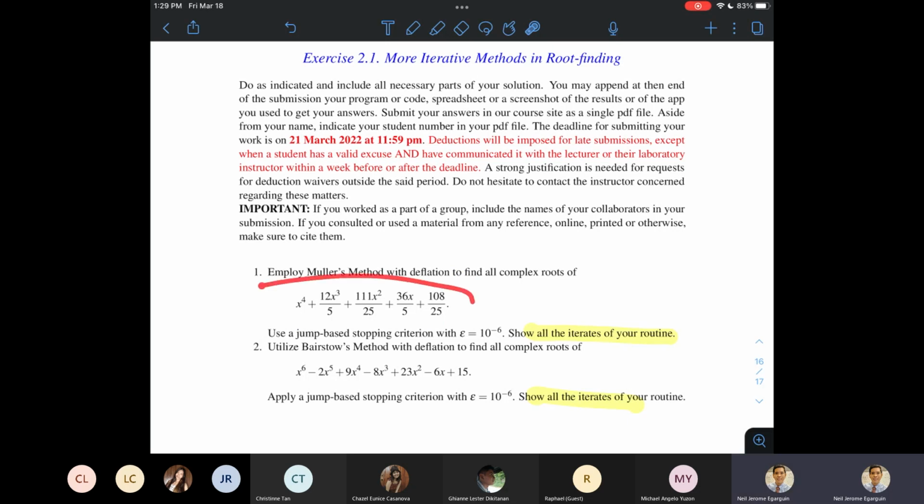Kung medyo minalas ka, tas puro real yung nakukuha mo na roots mula kay Mueller, so kailangan mo mag-deflate twice. So x to the fourth, i-divide mo by x minus the real root that you got. You'll get a cubic polynomial. You'll run Mueller's again, okay? And then you deflate one more time, but deflating a cubic by a linear will give you a quadratic. So dun sa quadratic, pwede ka na mag-quadratic formula. Wag mo nang i-run si Mueller uli. Pag quadratic, mag-quadratic formula ka na lamang. Alright? So yon, ganun yung work nyo for number 1.